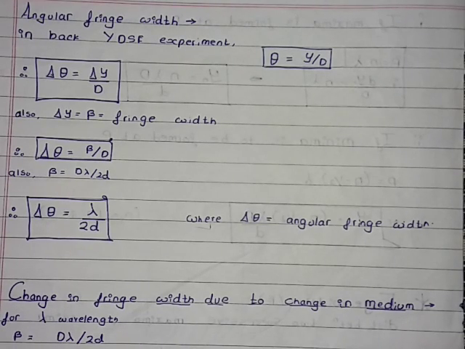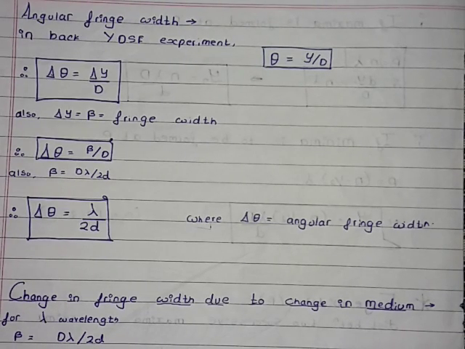That's quite obvious, because we know delta theta equals delta y upon D. We know delta y equals beta. You know what beta is, I told you the formula. So delta theta equals lambda upon d, where delta theta is the angular fringe width.